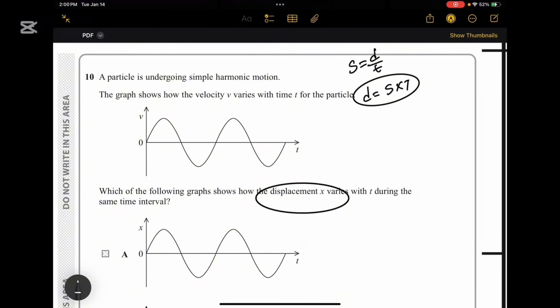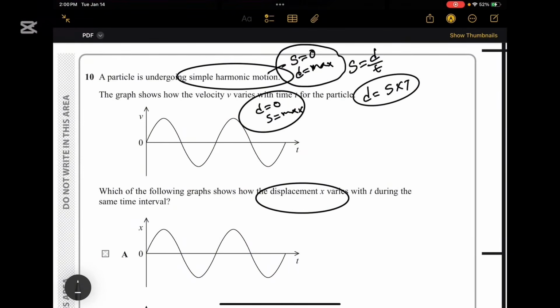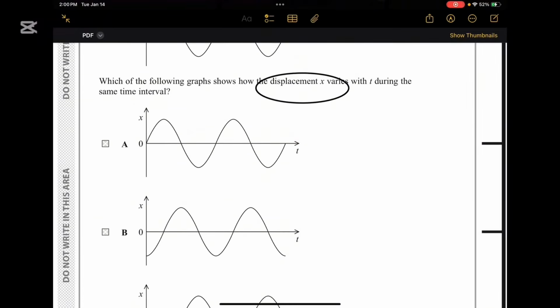In simple harmonic motion, specifically, when the speed is 0, at that time the displacement is maximum, and when the displacement is 0, the speed is maximum. This is one thing that you guys need to memorize or remember for simple harmonic motion. When the speed is 0, the displacement is maximum. When the displacement is 0, the speed is maximum. Here, when the speed is 0, the displacement must be maximum. For that reason, this is not maximum. Our A cannot be the answer.